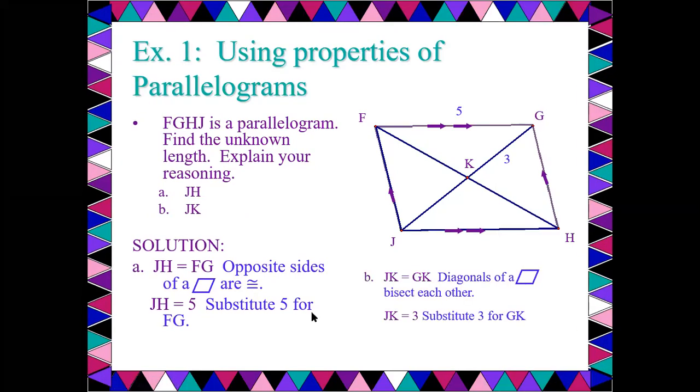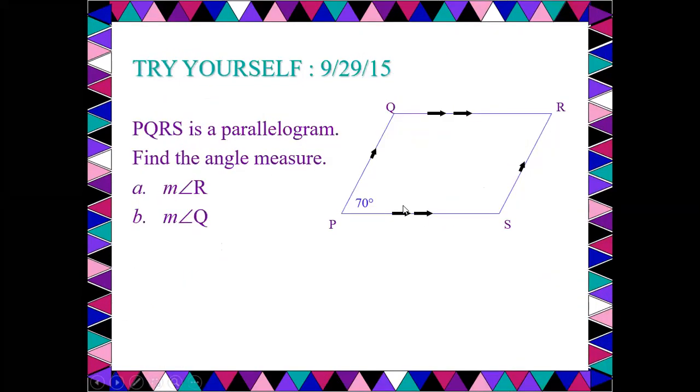And then for letter B, JK equals GK. Diagonals of a parallelogram bisect each other. JK equals 3, kasi si GK ay 3 also. Alright. Another, try yourself.